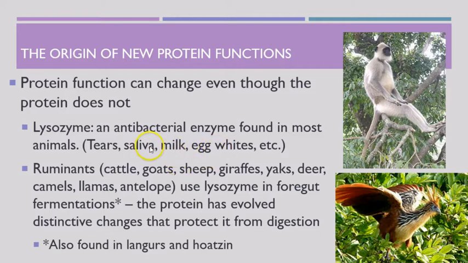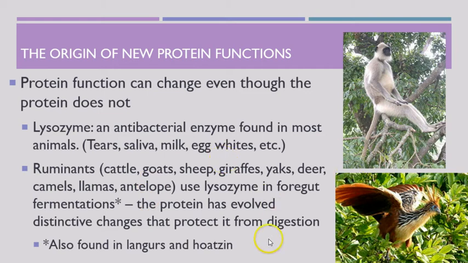But in some animals, you find lysozyme in the foregut fermentation. And this protein has actually evolved some very distinctive changes that will protect it from digestion in the ruminants, right? And these are the only guys that actually have it in their foregut fermentation. That's not true, actually. Langurs and Hoatzin, I think I said that right. This is a langur, it's a primate, and then, of course, this is a bird. They also have it. They're different changes that protect it from digestion. The ruminants, they all have the same changes.